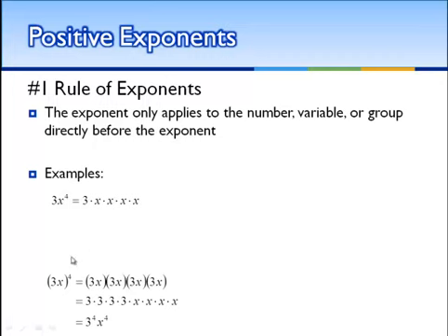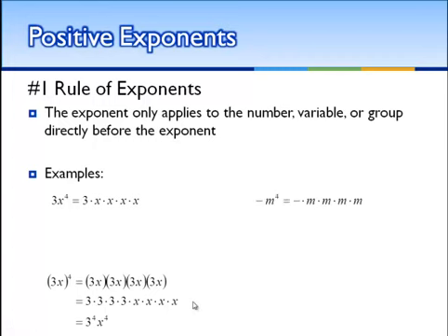If you wanted the 3 repeated as well, then you would put the 3 and the x in parentheses like this. Then that means that whole group is repeated 4 times, and so you'd have 3x times 3x times 3x times 3x. And since multiplication is commutative, we could rearrange that and have 3 times 3 times 3 times 3 times x times x times x times x. And we can even group that together and write it as 3 to the fourth power times x to the fourth power.